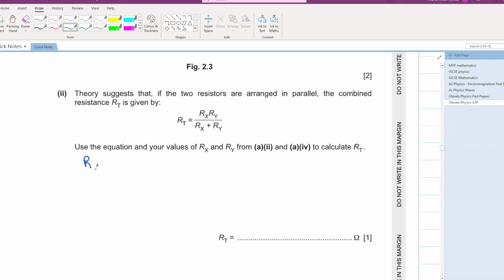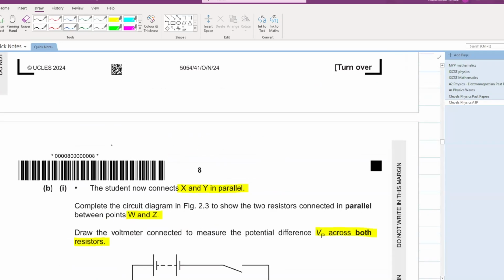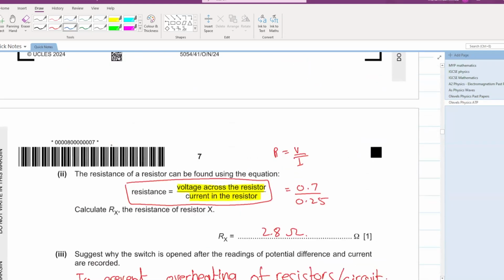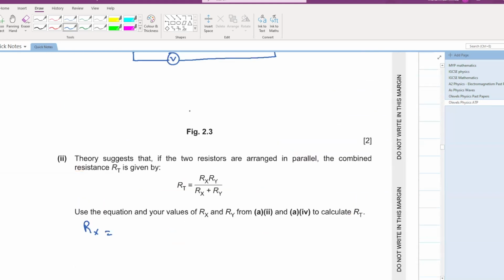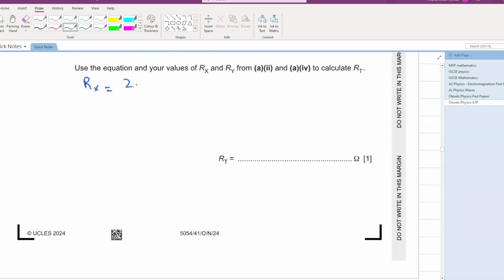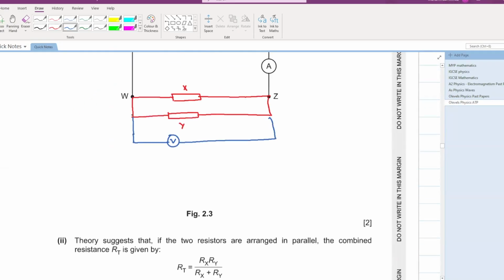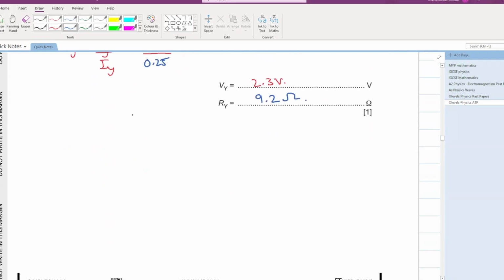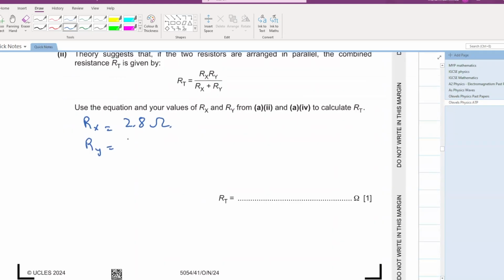What was Rx? Did we calculate Rx? I think we calculated it. Rx was 2.8. Yeah, 2.8 is Rx. Perfect. What was Ry? I guess we calculated this as well. As far as I can remember, 9.2. Yeah, 9.2. You have to calculate RT. How will you calculate RT? Easy peasy. Rx 2.8 into Ry 9.2 divided by Rx plus Ry, that is 2.8 plus 9.2.